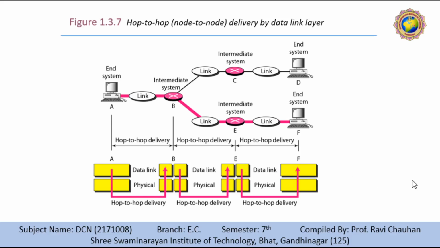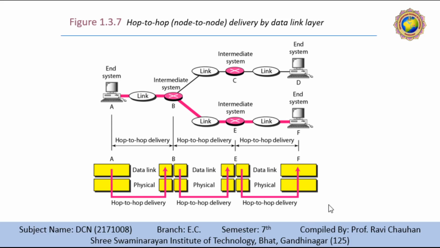The value of trailers can also be different if the error checking includes the header of the frame. Fine. So it is very easy to understand the diagram of data link layer hop-to-hop delivery.